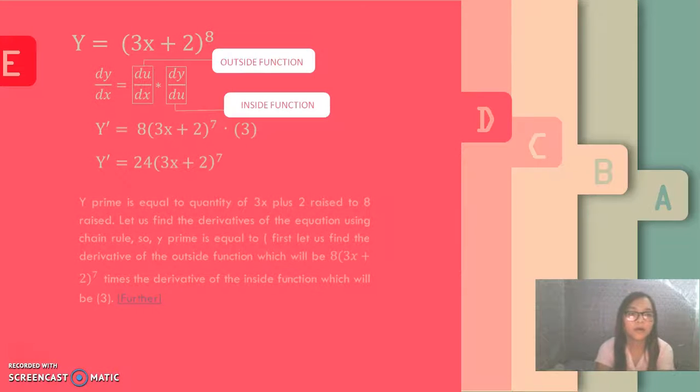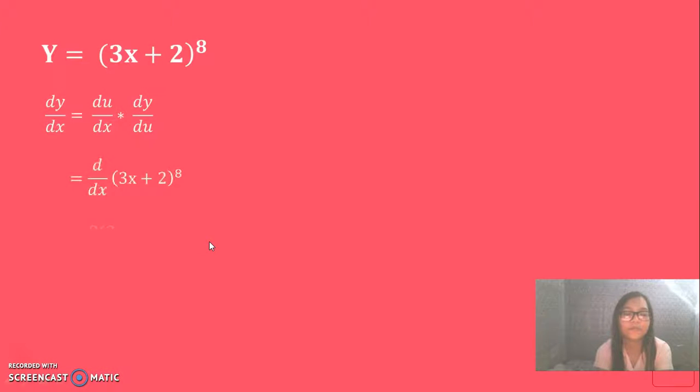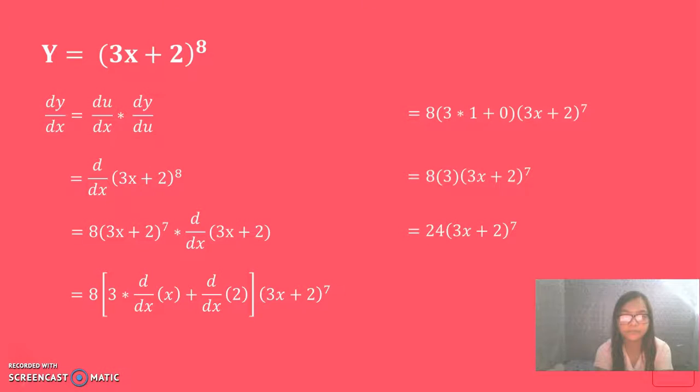Okay, so first we need to find the outside function and the inside function. And then after we identify them, just simply multiply. So we have here the outside function and the inside function, and then we multiply them and we have the final answer. Okay, for further explanation, so the given, the form, and the solution.